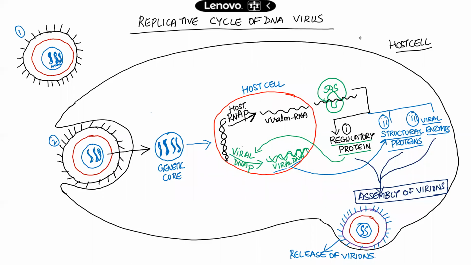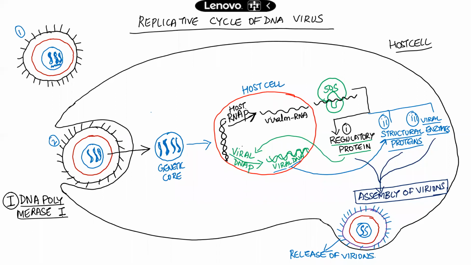So after having learned the replicative cycle of DNA virus, it is now time for us to put in certain drugs. So the first set of drugs that we have are called DNA polymerase inhibitors. So let me write it over here. They are termed as DNA polymerase inhibitors. Now, the DNA polymerase inhibitors are of three types.